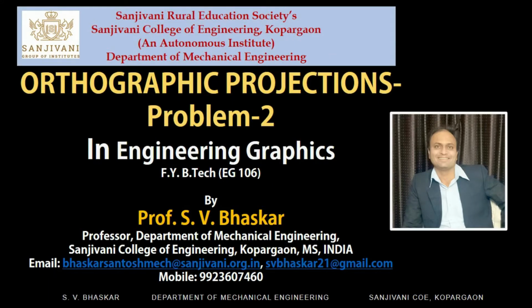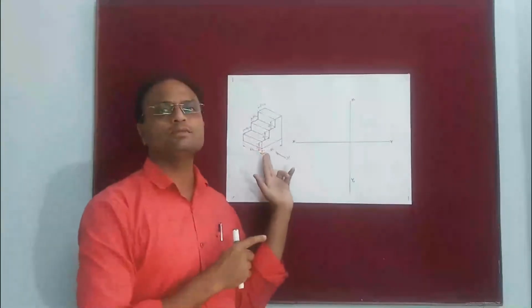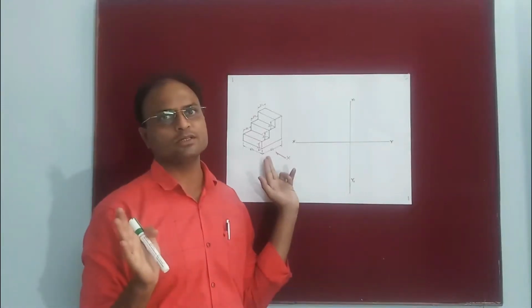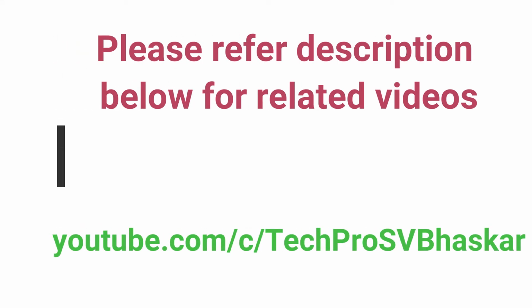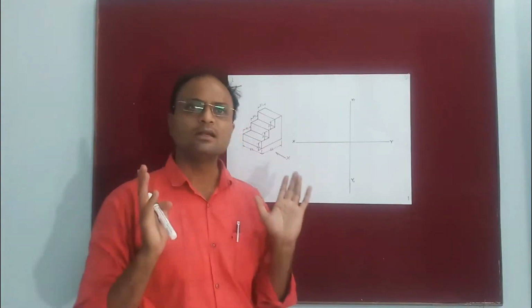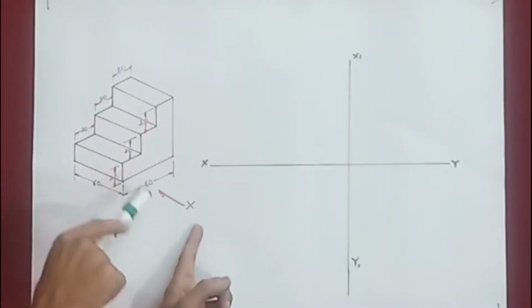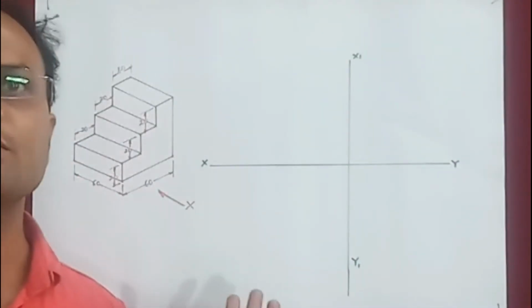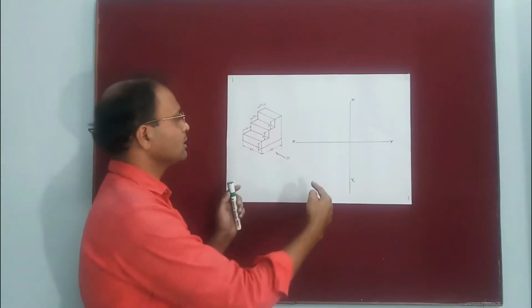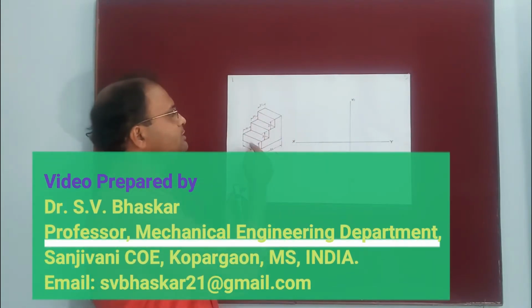Today we are going to learn how to draw orthographic projections for this given object using the first angle method of projection. You can go to the description below to see all the related videos of the subject engineering graphics. Okay, now the problem statement is: draw the front view, top view and left hand side view of the object shown in the figure, looking in direction x, using the first angle method of projection. So we have to look along this direction, and this is the object given.